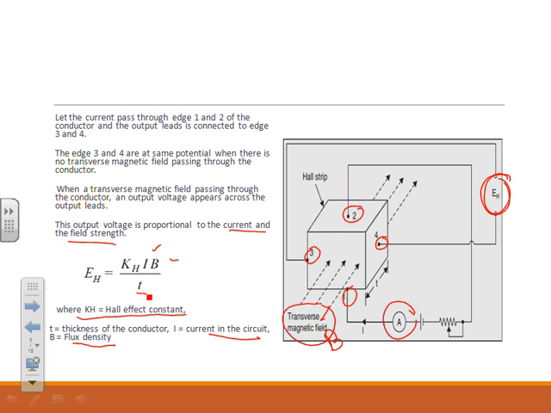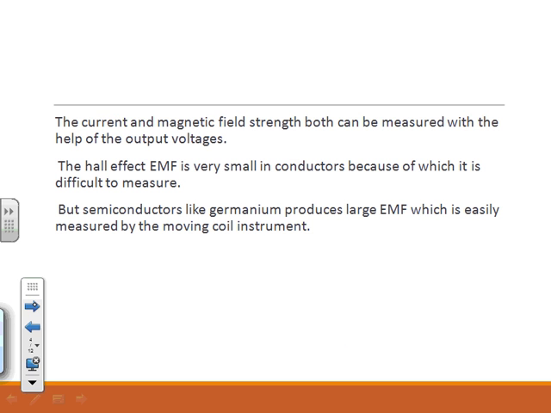So this is how we can calculate the output voltage developed here. It depends upon the magnetic field, the current, and the thickness of the conductor. By varying these three quantities, we can design different types of transducers using the Hall effect. The current and magnetic field strength can both be measured with the help of the output voltage.